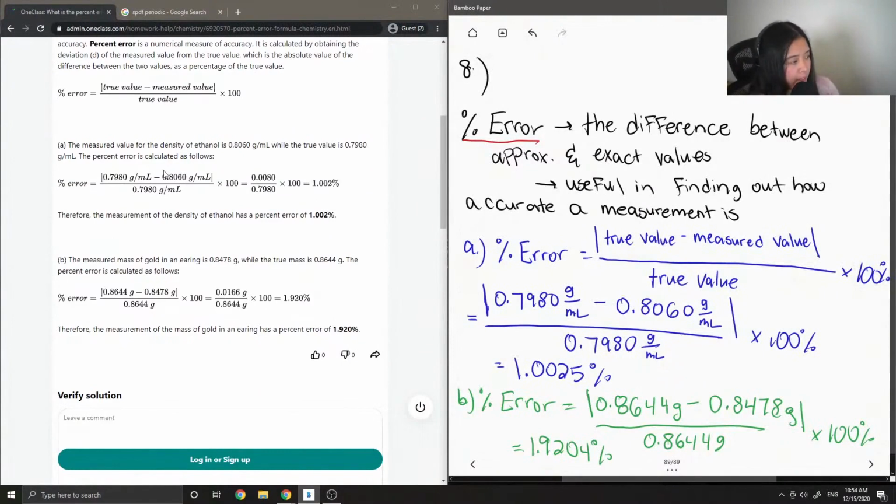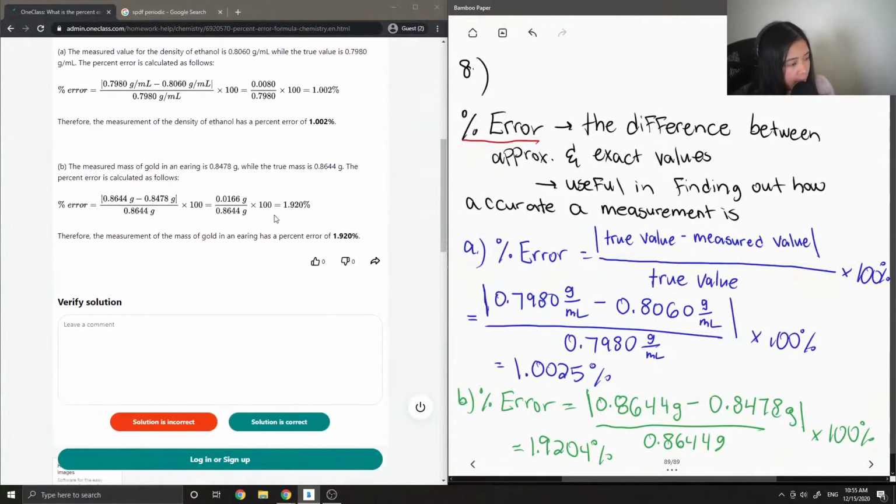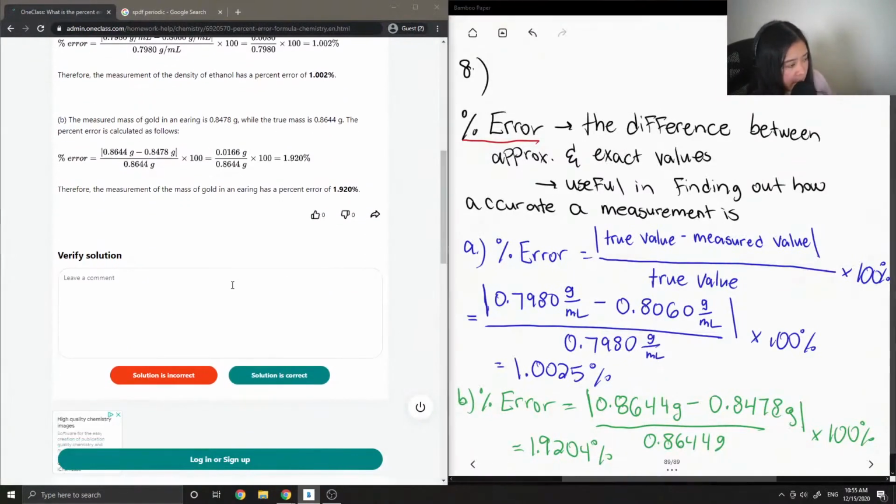For part A, they plugged it into the equation. Okay, so you can see an example of how the value in the middle of the two bars would normally be a negative 0.008, but we're only looking for the difference between the two. So they took the positive 0.008, divided it by 0.7980, and got 1.002%. And for part B, they got 1.920%. Yep, so this solution is correct.